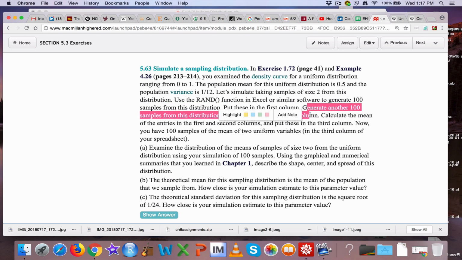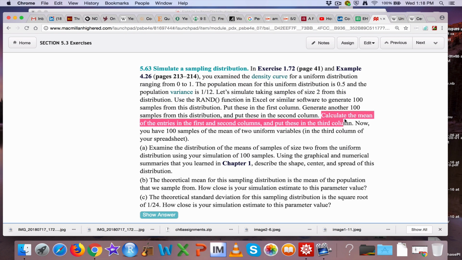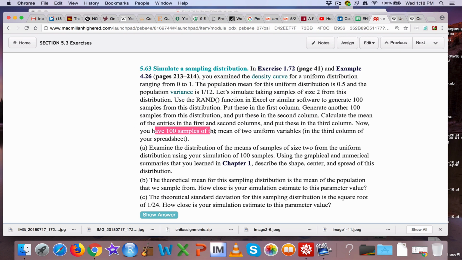Then generate another 100 sample points from this distribution and put those in the second column. The third thing we're going to do, the most important thing really, is calculate the mean for each one of those sample points for each of those columns, calculate the mean across the first and second row and put that in the third column. Then we would have 100 samples of the mean of two random variables.